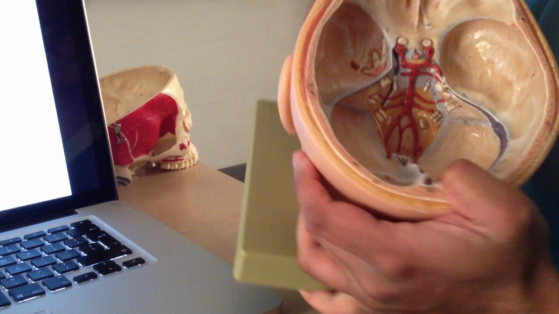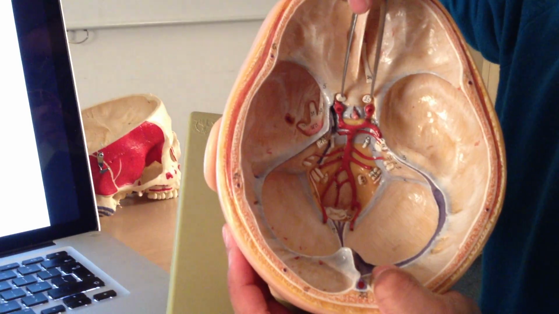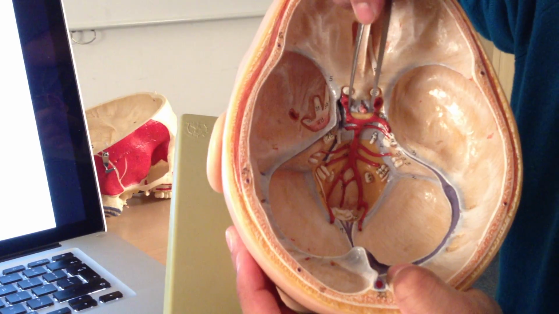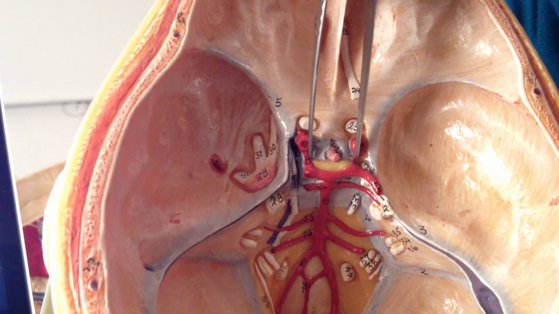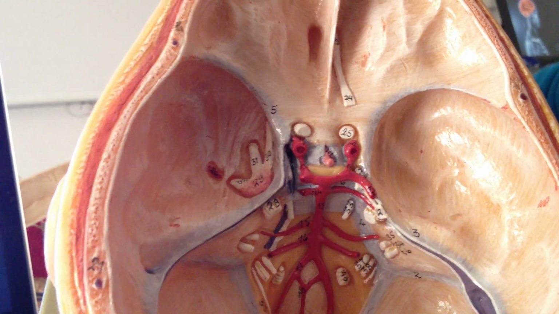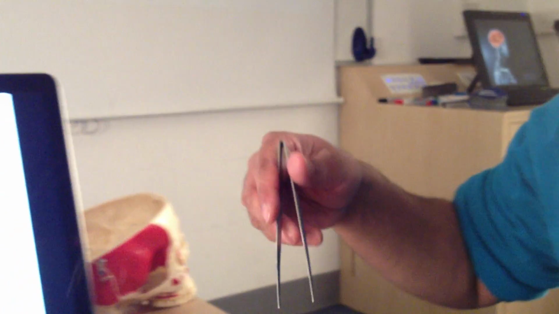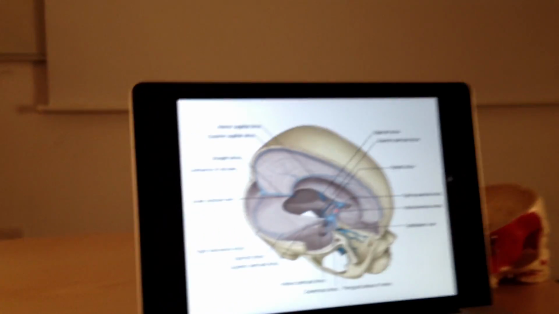I'll show you on another model where this lies. So that's your optic chiasm, that's your carotid arteries. This is your cavernous sinus just overlying the pituitary fossa. So that's one place that veins can drain into.